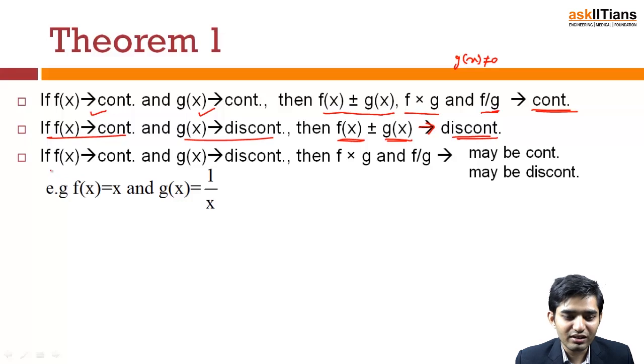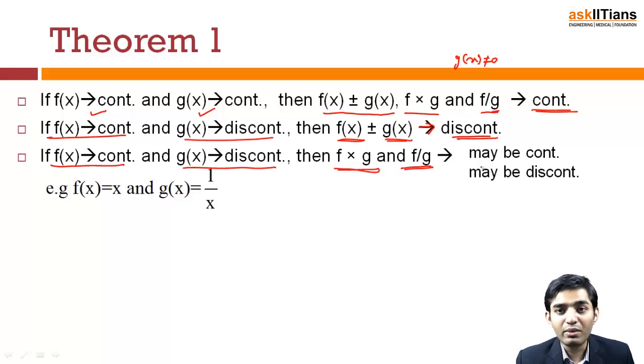The third part is if f(x) is continuous and g(x) is discontinuous. Again, one function is continuous and the other is discontinuous, then f(x) into g(x) and f(x) divided by g(x) may be continuous, may be discontinuous. It may be continuous, may be discontinuous. Now let us see this through an example.